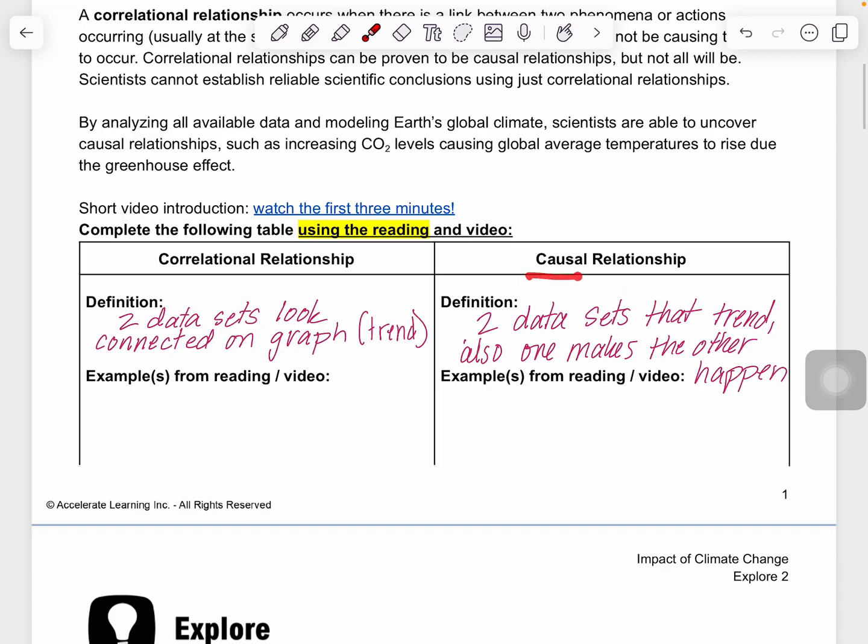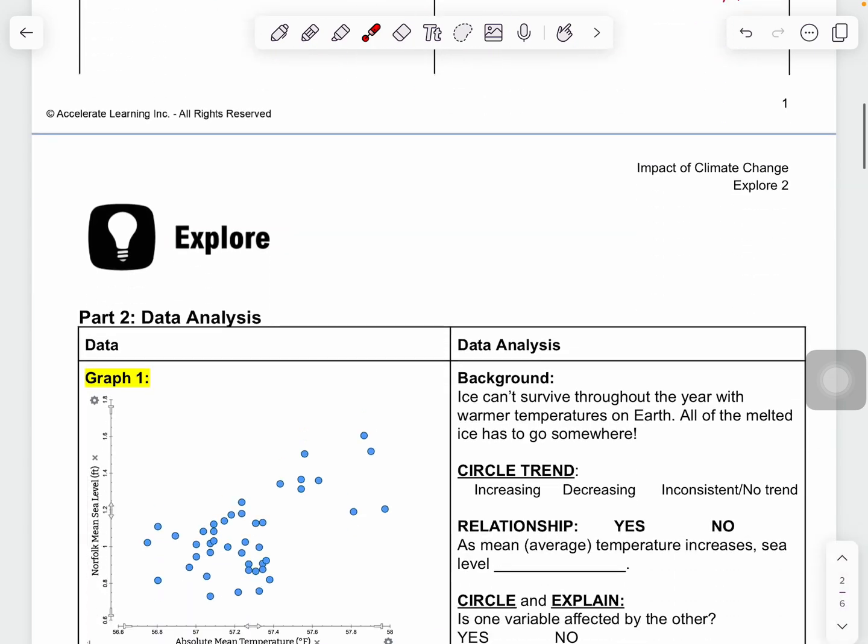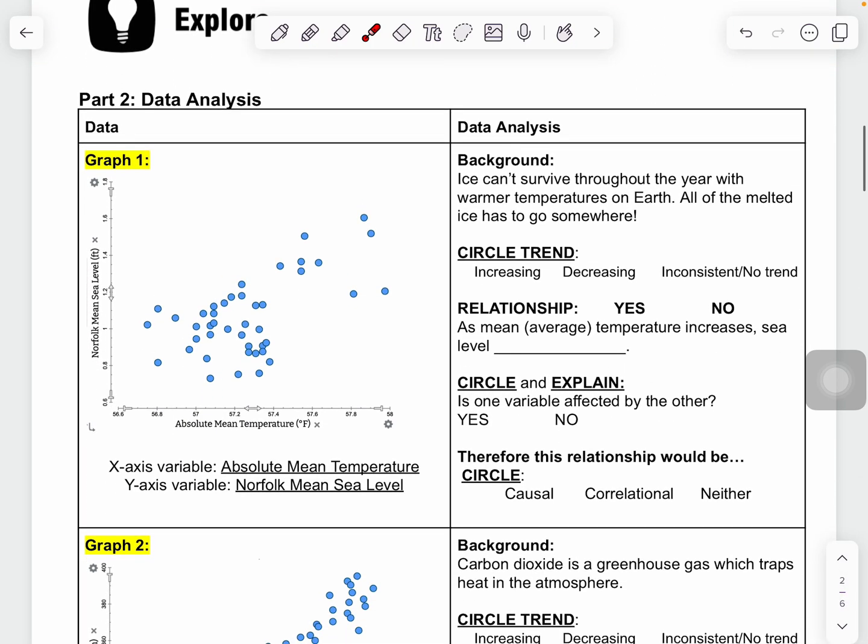And that's what we're trying to find, these causal relationships, reasons that the climate is changing, what one thing is making the other happen. So you're going to investigate some of these down here, and it's a little step-by-step process as we go through these graphs. The graph is already here for you. We first have to realize what we're looking at. The X on this one is average temperature, and the Y is sea level at this certain location, Norfolk. So we're comparing temperature and sea level.